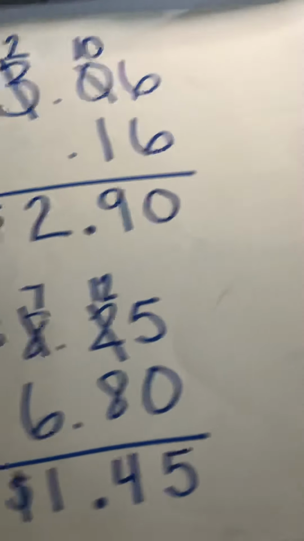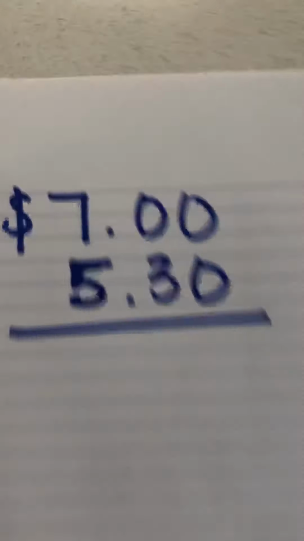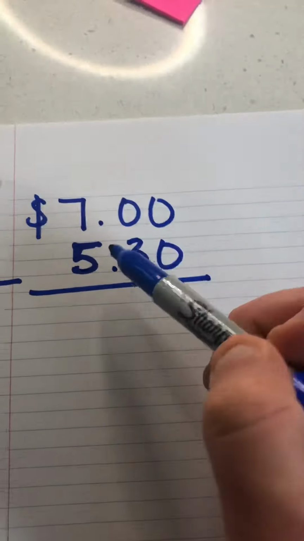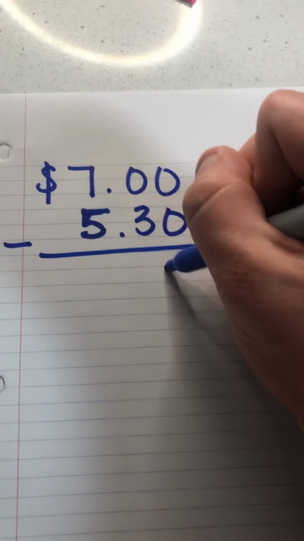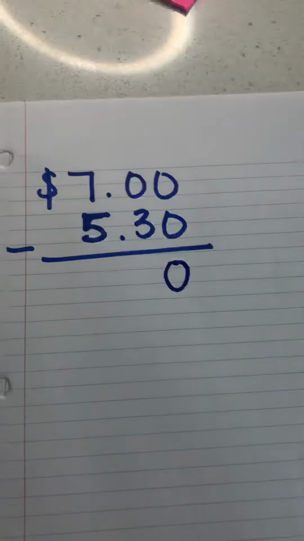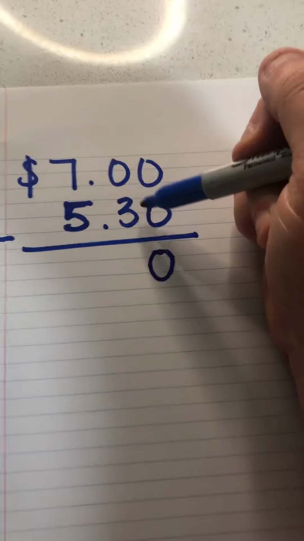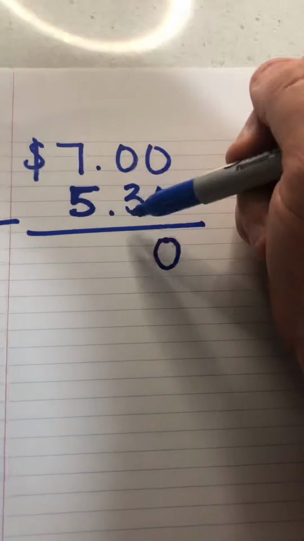All right, let's try another one with zeros, shall we? We have $7, and we're going to take away $5.30. Well, let's look at this one. 0 minus 0, that's an easy one. That is 0. Now we have 0, take away 3. Well, we can't do that. If we started with nothing, we can't take away 3. So we need to go to our friend over here and borrow.